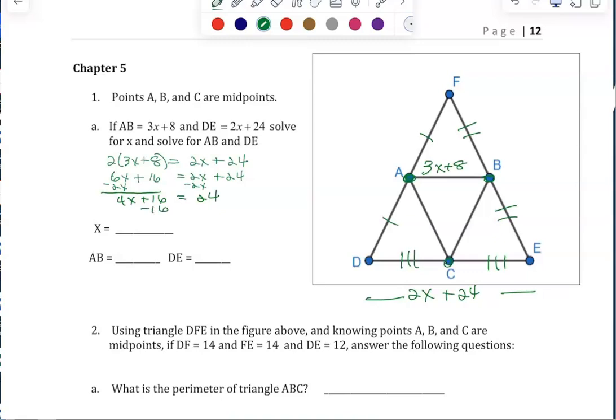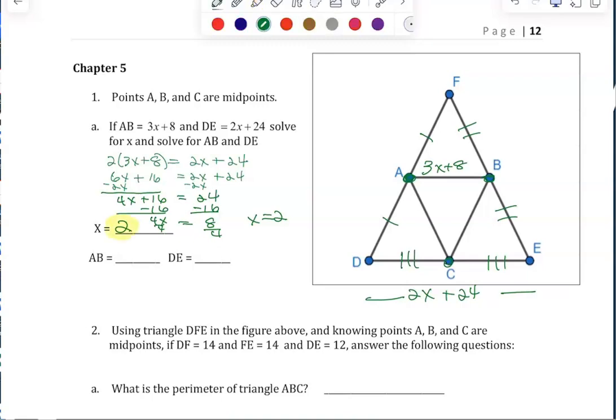Next, second step, subtract 16 from both sides. Rewrite the equation again. I'm getting 4x equals 8. Divide by 4. Divide by 4. And I'm getting x is 2. So 2 is what I want right there for my x.